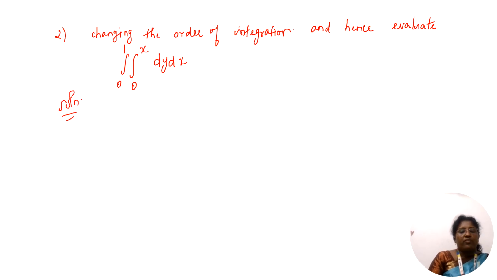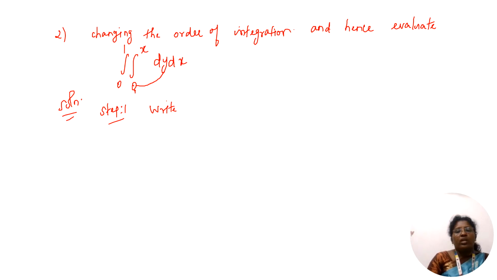So in step 1, first let us check the order of this integration. Here the inner integral is with respect to y, so the limit must be in terms of x. The outer integral is always constant. So the order of the integration is correct, so we can proceed as it is. Now in step 1, first write down the given limits.